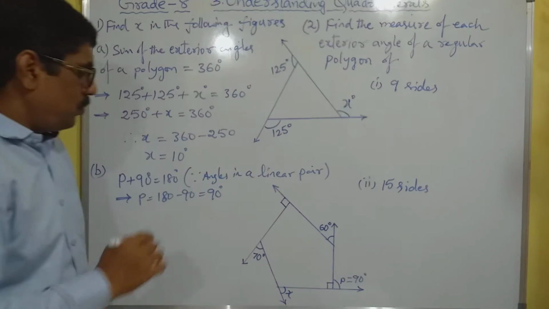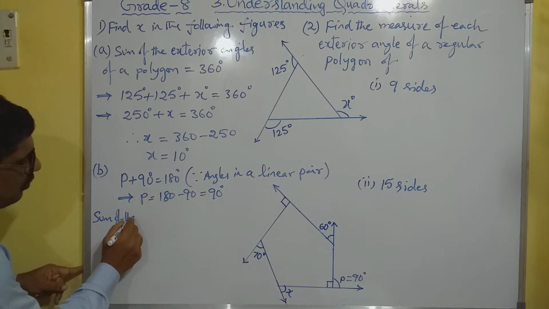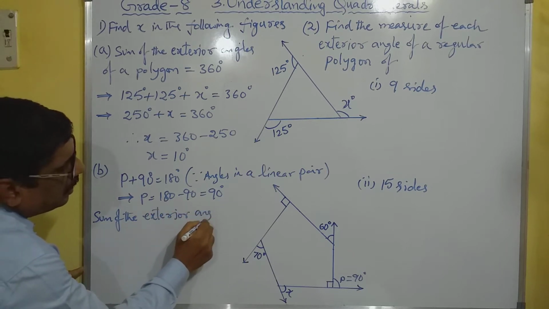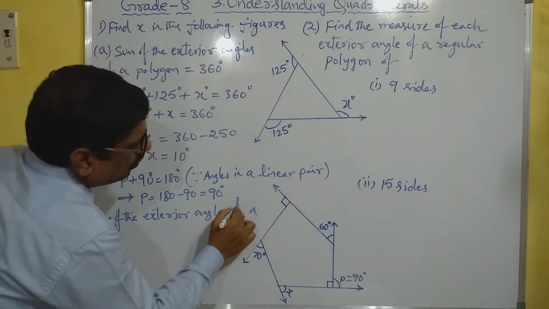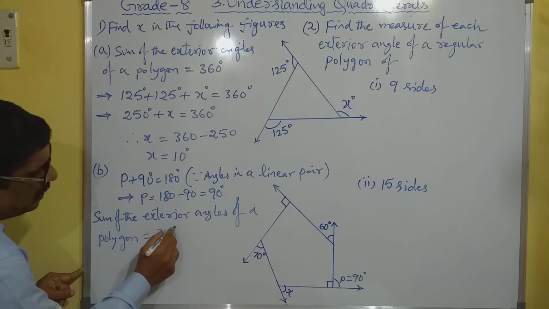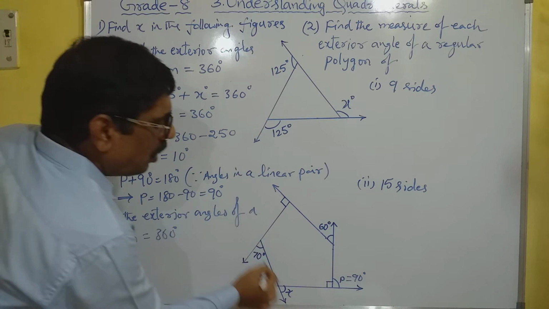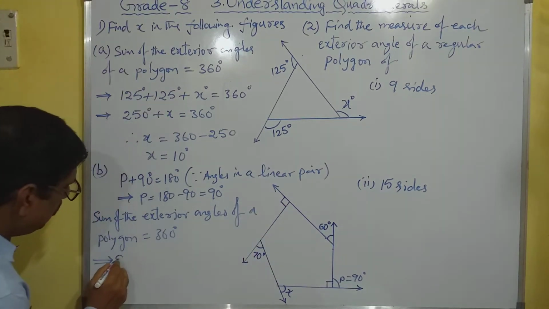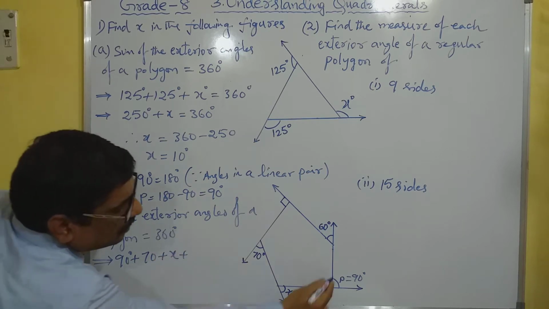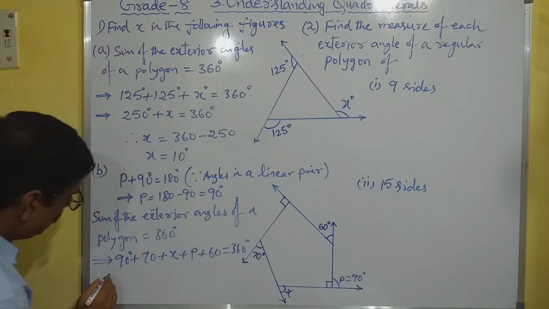90 degrees. Now, what is the sum of the exterior angles of a polygon? It is equal to 360 degrees. The same formula which we have used in the previous problem. So let us add all the angles. This is 90 plus 70 plus x plus p plus 60 is equal to 360 degrees.